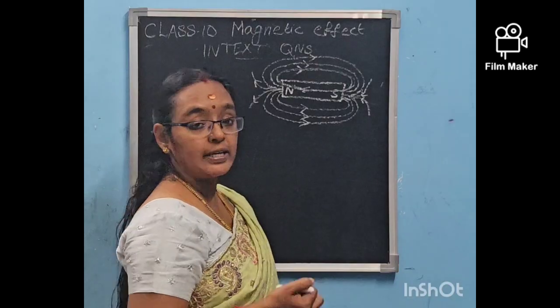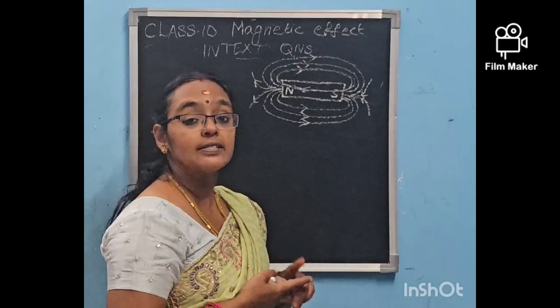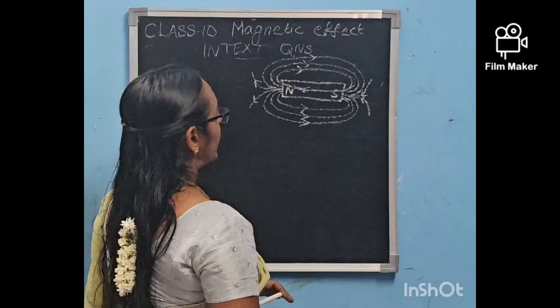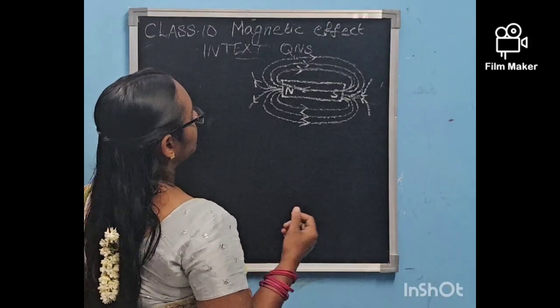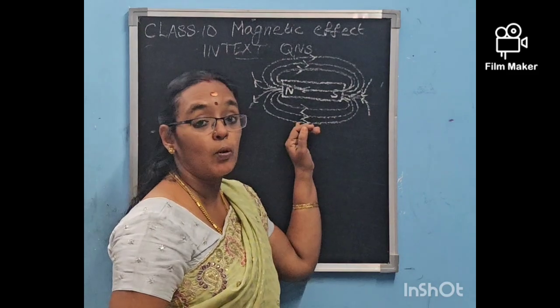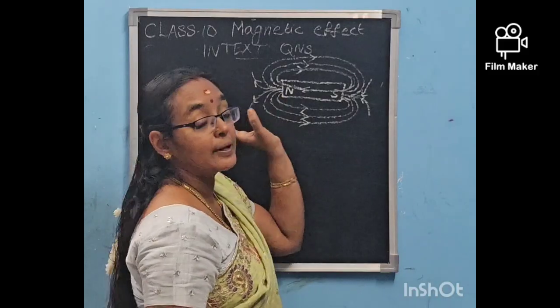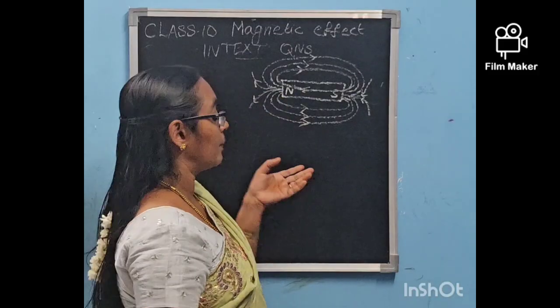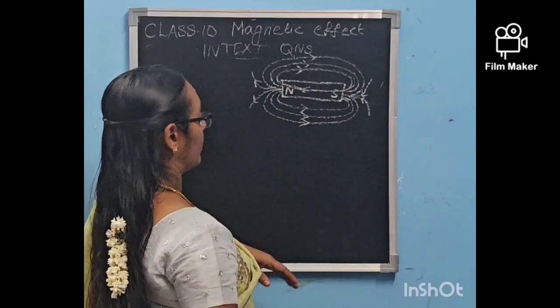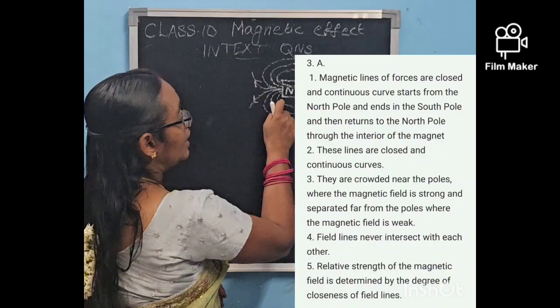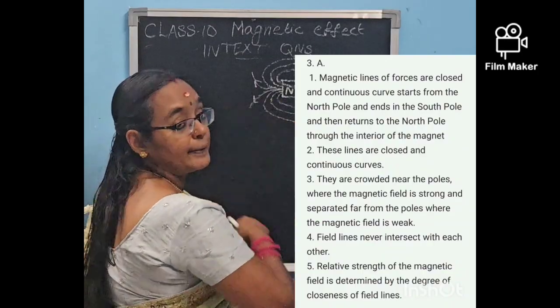The next point is, these lines do not intersect each other. And then we can say the magnetic lines of force show the magnetic field. If the magnetic lines of force are much more crowded at a particular point, we can say the magnetic field strength is maximum over there. That is, magnetic lines of force are stronger at the poles and weaker at the middle or center.